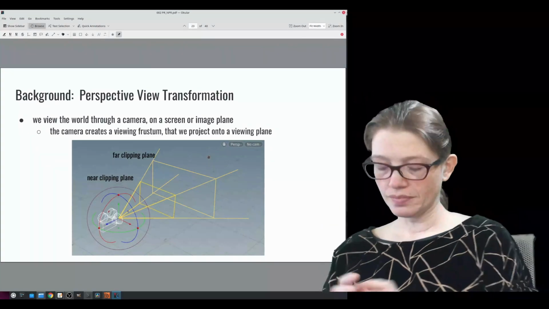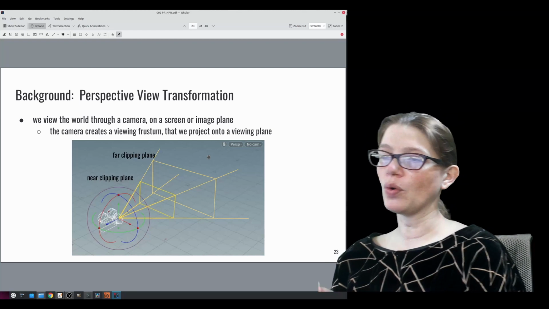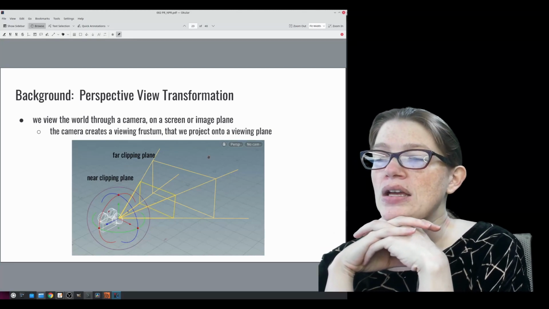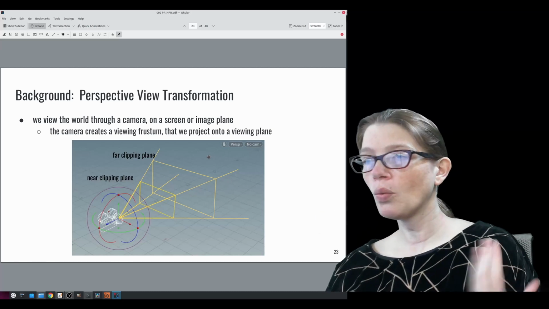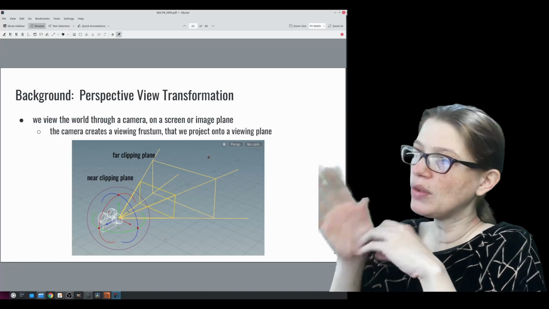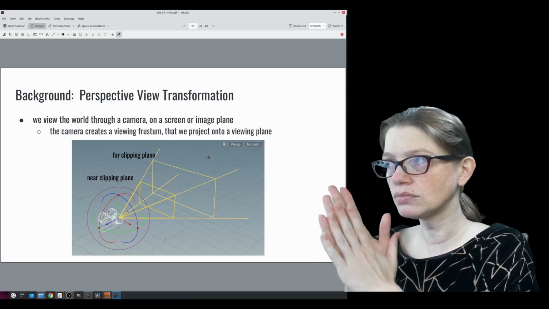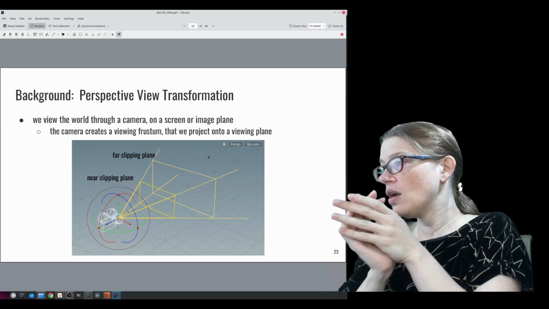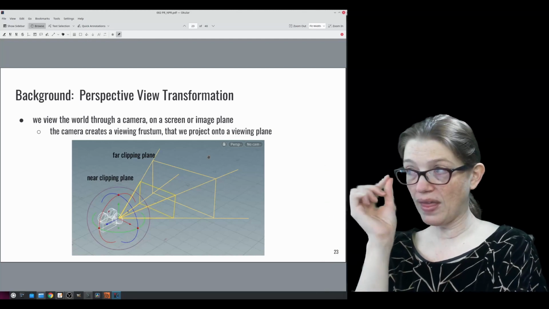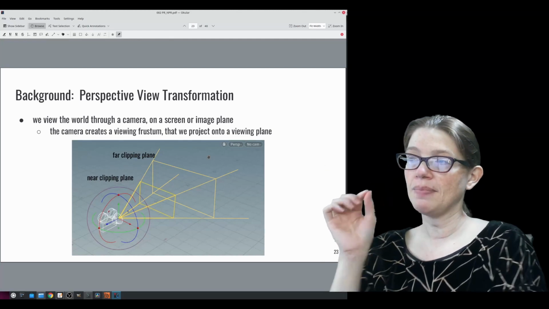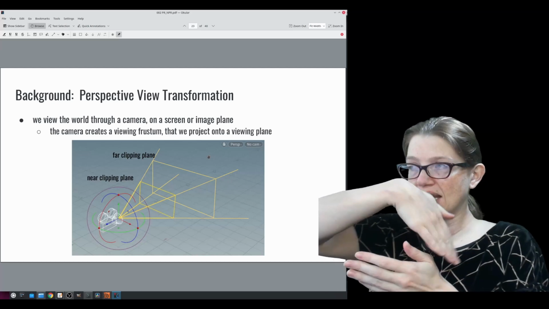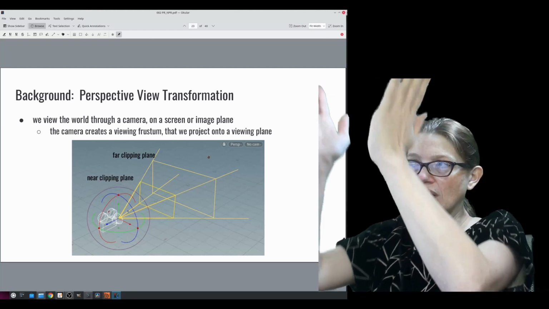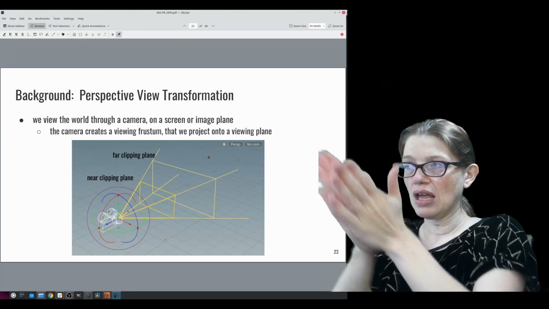So we know about model space, we know about world space. There's more spaces to know about. So when we are viewing the world through a camera, we're not just seeing this rectangular box. We're treating the eye, or the camera lens, as a singular point. And the lens is kind of curved, and so we're actually seeing like this cone into the world.